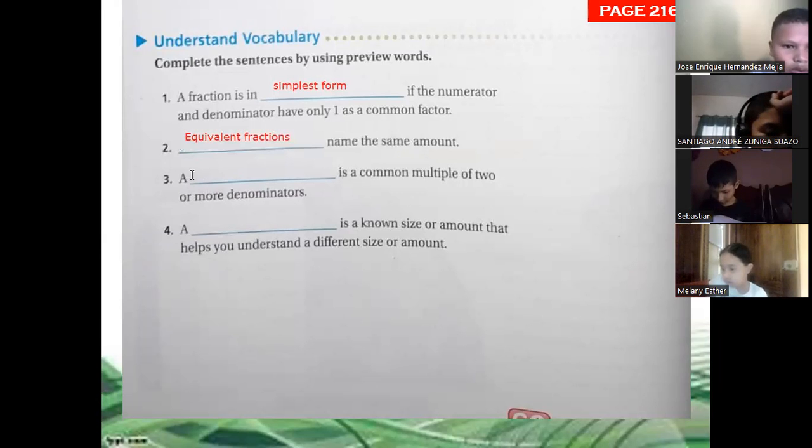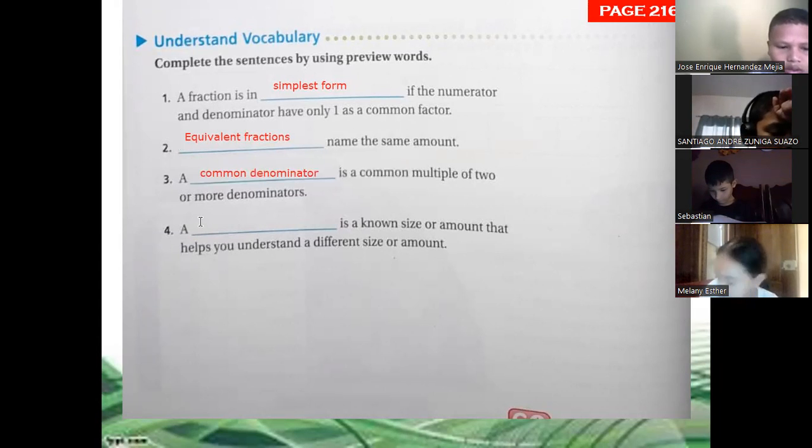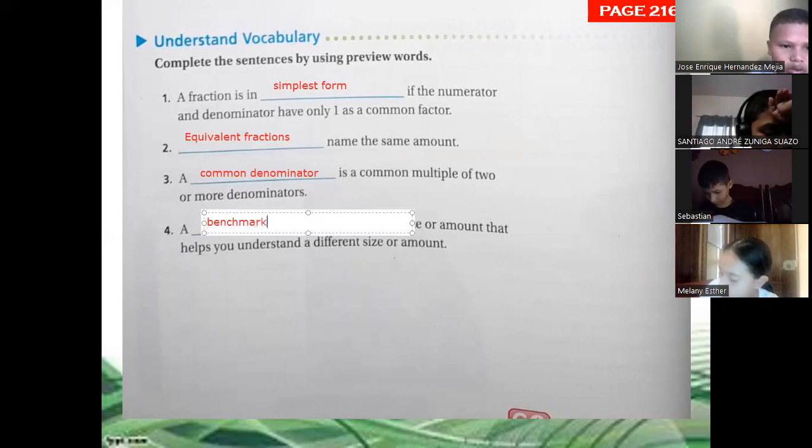Number 3, a common denominator is a common multiple of 2 or more denominators. And the last one, benchmark. A benchmark is a known size or amount that helps you understand a different size or amount.